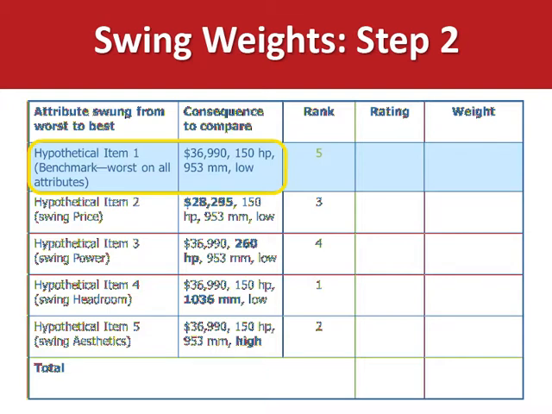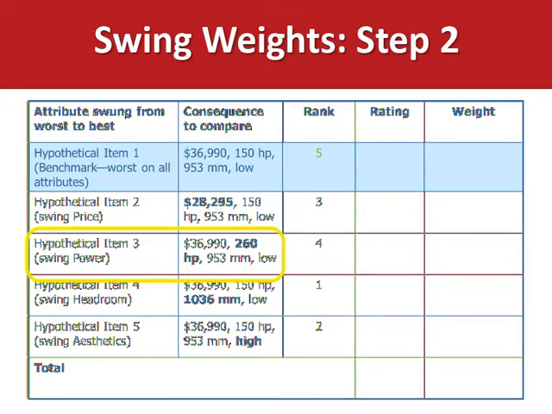It's got the least headroom, and it's the least attractive car with the lowest rating on our subjective aesthetics scale. Then what we do is we generate a collection of other hypothetical items by swinging one by one these attributes. We swing them from their lowest value to their highest value. In hypothetical item number 2, instead of having the worst price, it now has the best price, but it's still the worst on all the other 3 attributes.